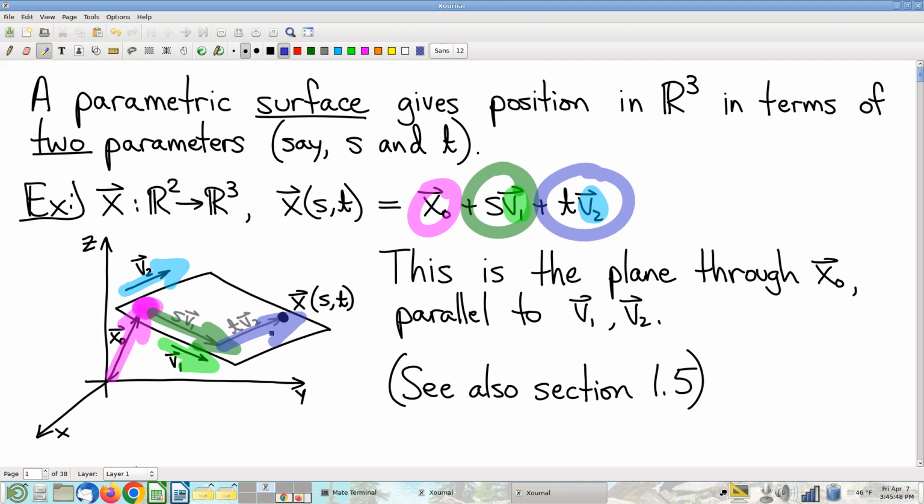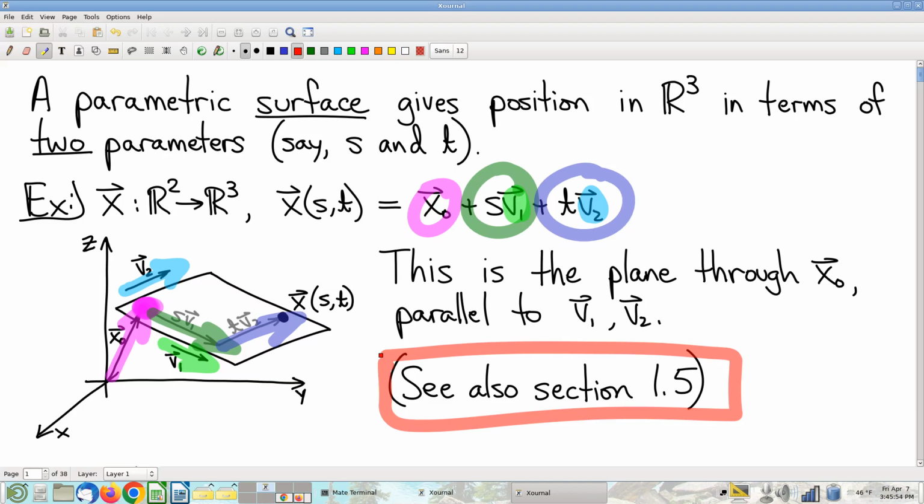Hopefully this might look familiar. After all, this is a construction that we saw back in section 1.5. You may recall there was a homework exercise where the answer involved morally this construction. The details were a little bit different, but I hope that this looks familiar. Feel free to go back to section 1.5 and remind yourself of all that stuff.